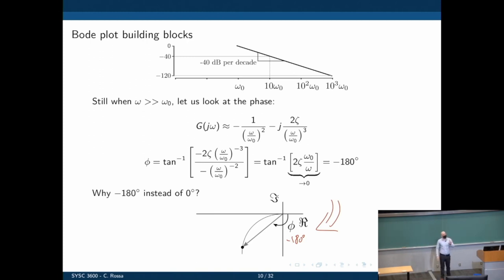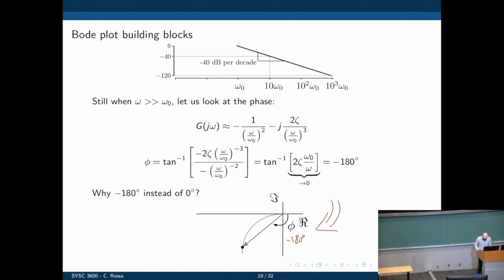Aha, interesting. For the real pole, we had negative 90 degrees. For the complex pole, we have negative 180. Again, same thing as if we had two poles in the same location. The slope has increased from negative 20 to negative 40. The phase has decreased from negative 90 to negative 180. It is similar to having two real poles in the same location. That's what we'll get with a complex pole.